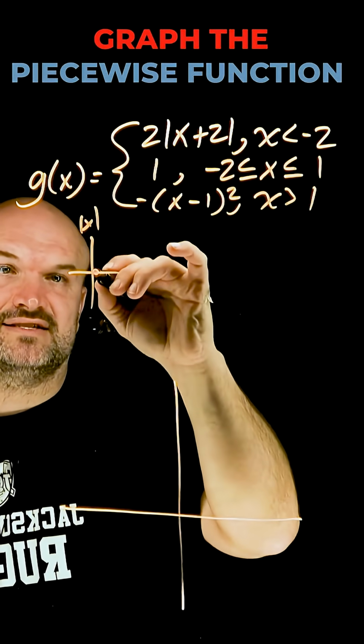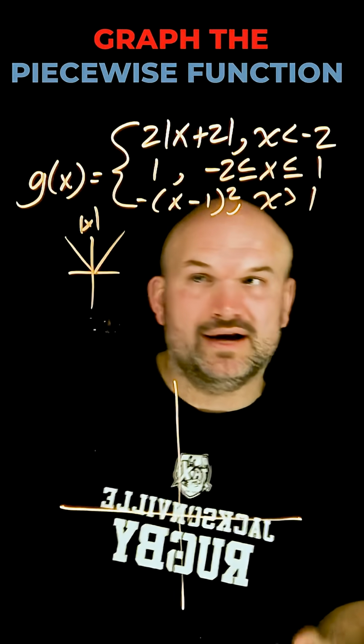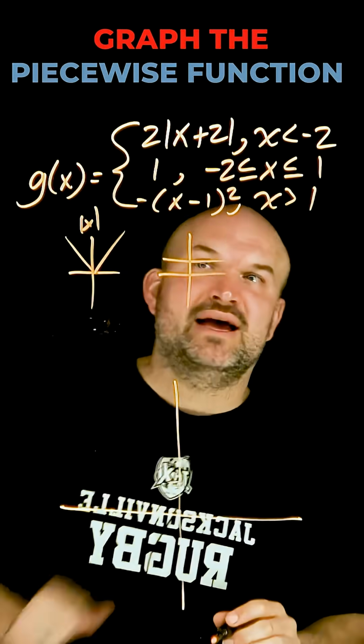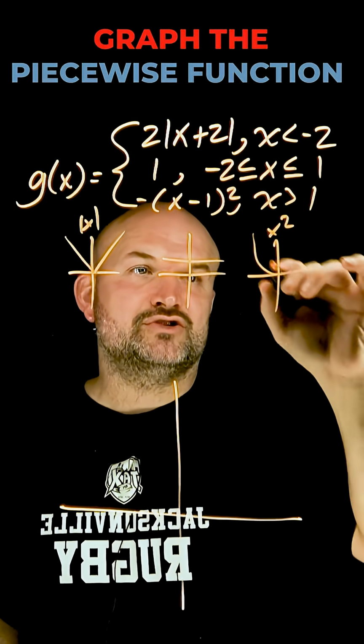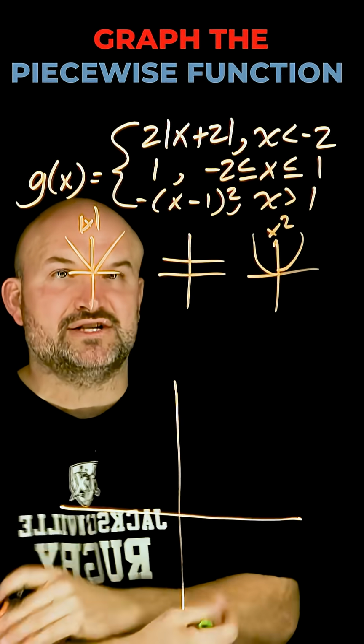So absolute value of X, that's going to be that V-shaped graph. We have a linear equation, Y is equal to 1. And if you remember, Y equals 1 is just going to be a nice horizontal line. And then we have a quadratic. So that's going to be the X squared, and then we have our U-shaped graph. So we know the parent graphs of at least the equations that we're going to be dealing with.